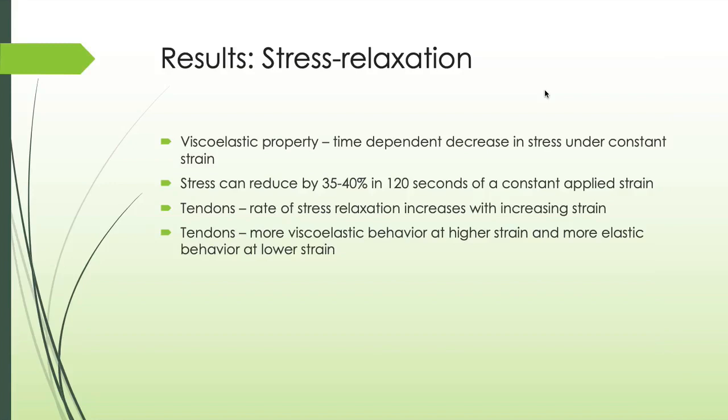There's a time-dependent decrease in the stress when a tissue is under a constant strain. Stress can be reduced by 35 to 40% in 120 seconds without dependency on the level of strain applied. In a tendon, the rate of stress relaxation has been shown to increase with increasing strain. Tendons also show more viscoelastic behavior at higher strains and more elastic behavior at lower strains.